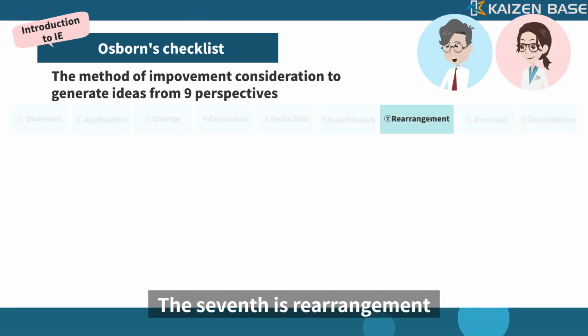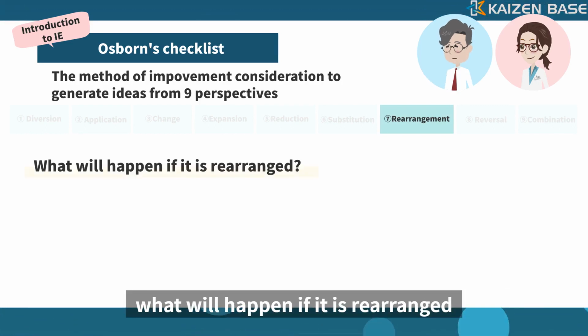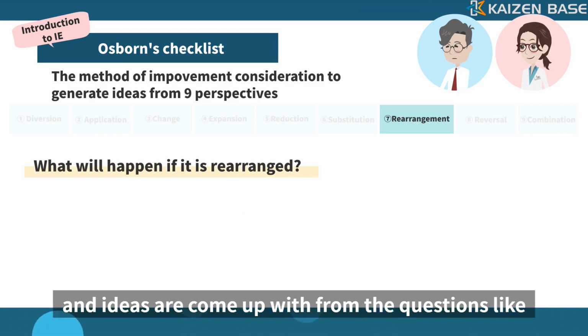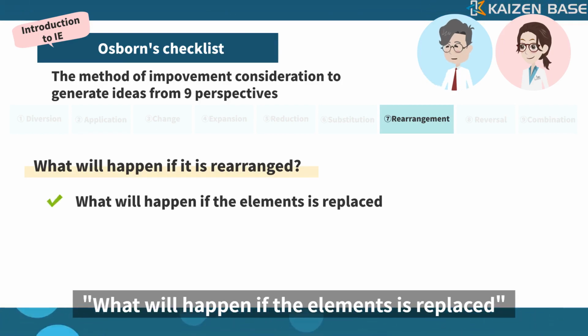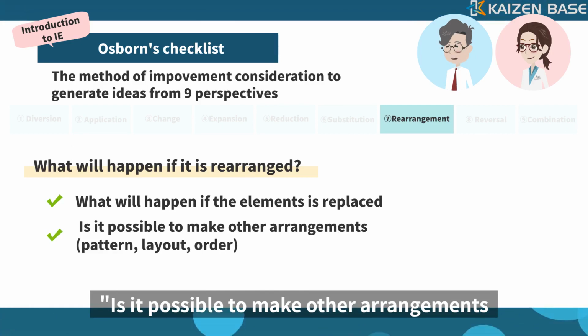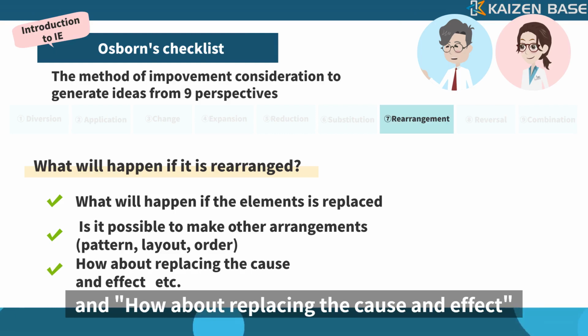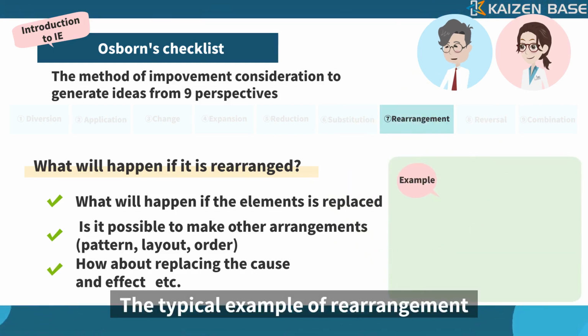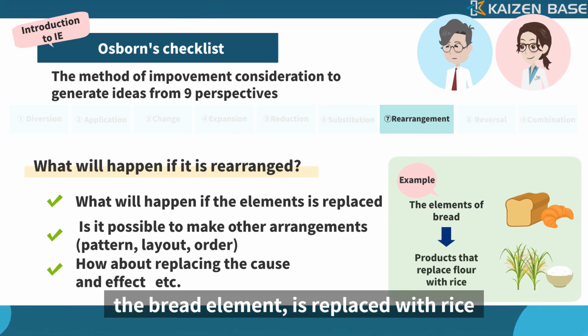The seventh is rearrangement. Rearrangement is based on the perspective of what will happen if it is rearranged, and ideas are come up with from the questions like, what will happen if the elements are replaced, is it possible to make other arrangements, pattern, layout, order, and how about replacing the cause and effect. The typical example of rearrangement is a product in which the flour, the bread element, is replaced with rice.